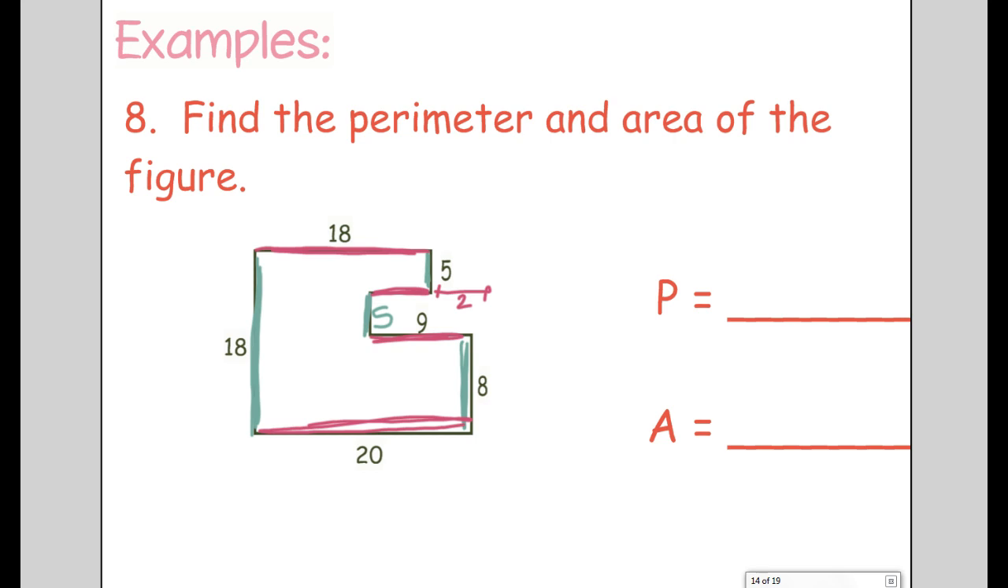Now look at this 9. If this is 9 and I've used up 2, 9 minus 2, 7. So that's 7. And now I'm going to erase that 2 because I was just making a little note to myself. And now we have all sides of the figure.